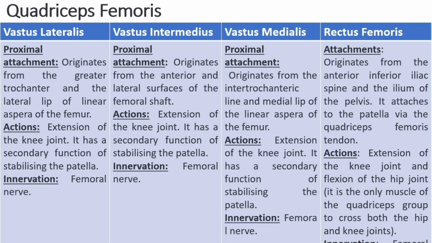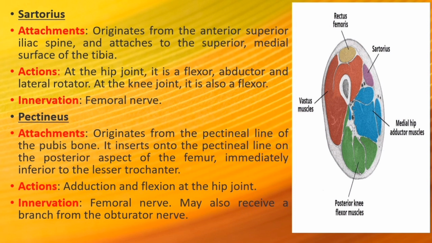Attachments. Originates from the anterior inferior iliac spine and the ilium of the pelvis. It attaches to the patella via the quadriceps femoris tendon. Actions. Extension of the knee joint and flexion of the hip joint. It is the only muscle of the quadriceps group to cross both the hip and knee joints. Innervation. Femoral nerve. Sartorius. The sartorius is the longest muscle in the body.